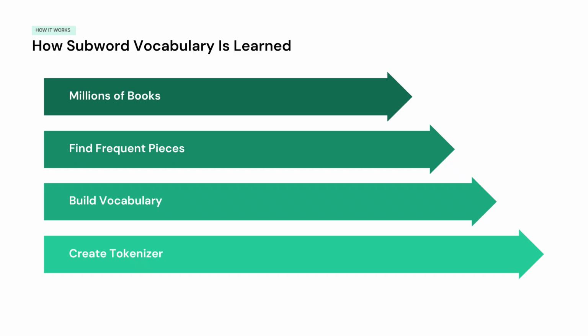This brings us to an important part. How does the tokenizer know that "playing" should be split into "play" plus "ing", or "unbelievable" should be split into "un" plus "believe" plus "able"? The answer is that the tokenizer learns these pieces automatically by analyzing millions of books and documents. It identifies the most frequently occurring text pieces and builds a vocabulary from them. For this, algorithms are used such as byte pair encoding, WordPiece, and SentencePiece. In this video, we focused on the concept of tokenization, and in the next video, we will look at one of these algorithms in detail.